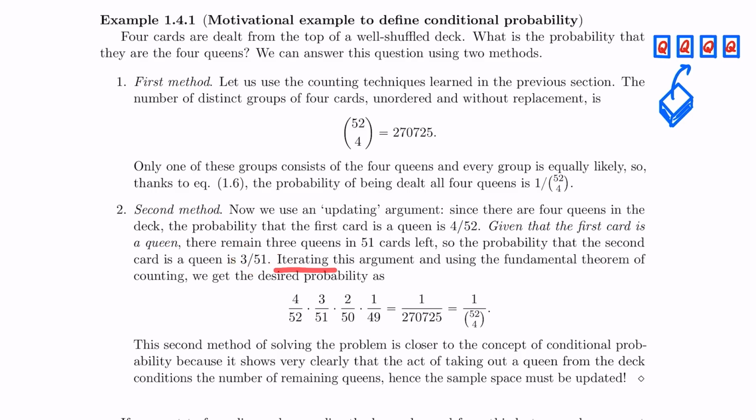If we iterate this argument until we arrive to 4 cards, and we use the fundamental theorem of counting, we have that the desired probability is this one here. If you perform the explicit computation, you find exactly 1 over this binomial coefficient. The second method shows that the act of taking out a queen from the deck conditions the number of remaining queens, and so the sample space must be updated. There are 2 take-home messages that we can gather from this example.